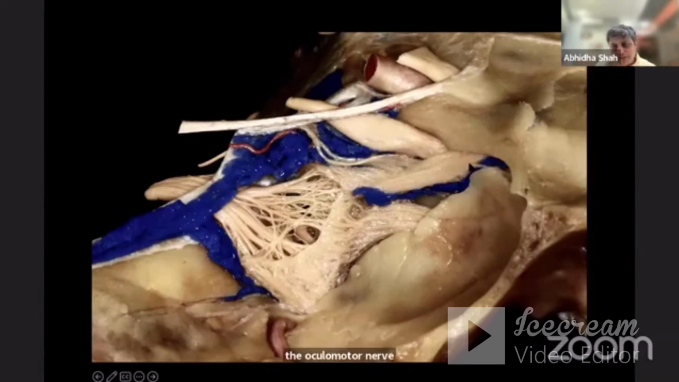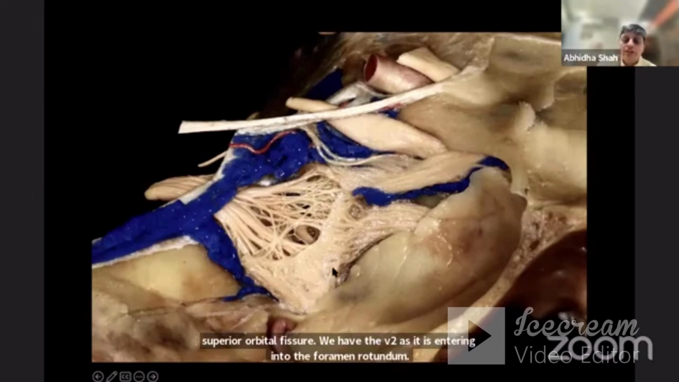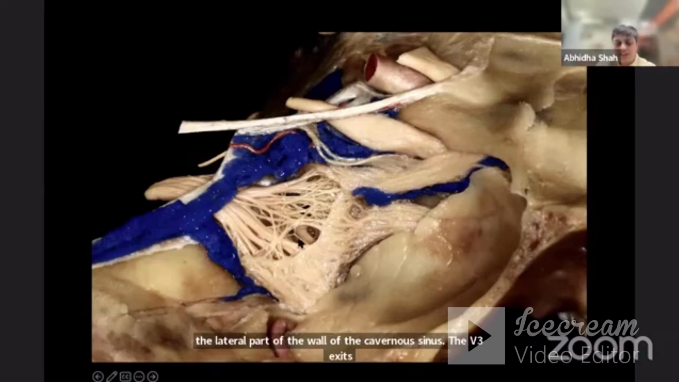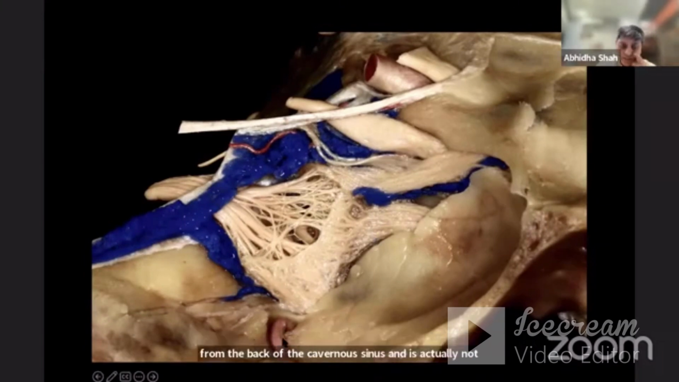Now here you have the V1 as it is entering into the superior orbital fissure. You have the V2 as it is entering into the foramen rotundum, and the V3 as it is entering into the foramen ovale. Basically the V1 and V2 form the lateral part of the wall of the cavernous sinus. The V3 exits from the back of the cavernous sinus and is actually not a component of the lateral wall of the cavernous sinus. And this vessel that you see here is the middle meningeal artery.